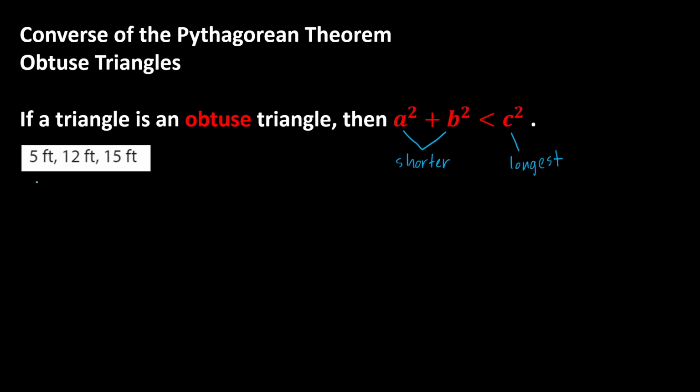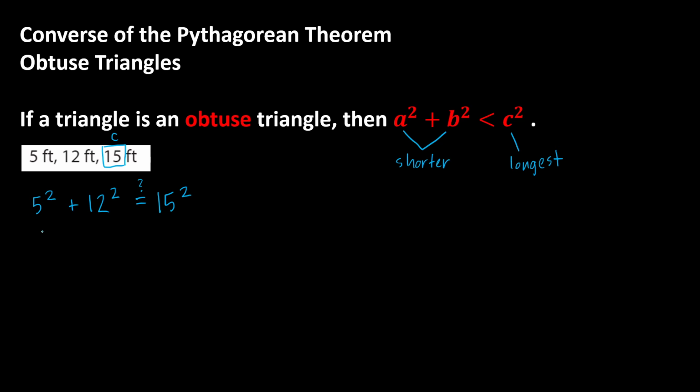Okay. So given a 5-foot side length, 12-foot, and 15-foot side lengths, I am seeing that 15 is the greatest value, so it is the longest side. This is C. The other two side lengths can be A or B. It does not matter the order. So let's set it up. Shorter sides squared, 5 squared plus 12 squared, may be equal to 15 squared.